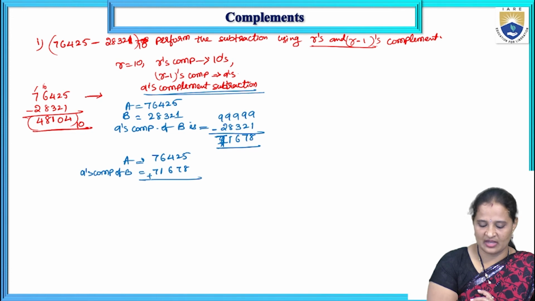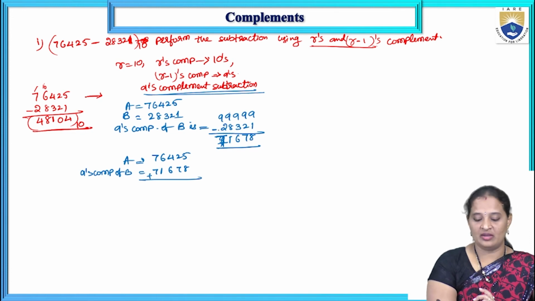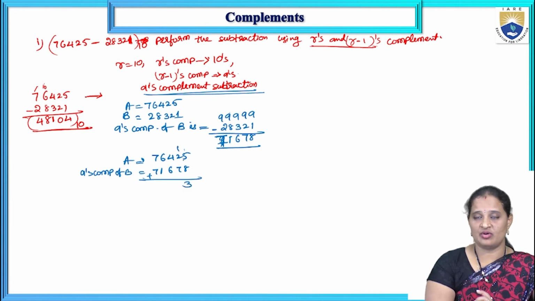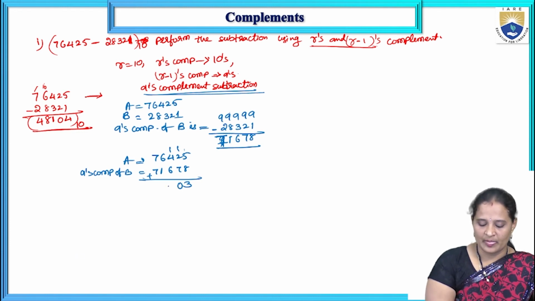7, 1, 6, 7, 8. So as we have got the complement, the negative number has now become a positive number. Now add these. 5 plus 8 is 13, so it is 1. As it is a decimal number, all the digits are allowed here. So it is 10, it is 0 and 1. So it is 11.